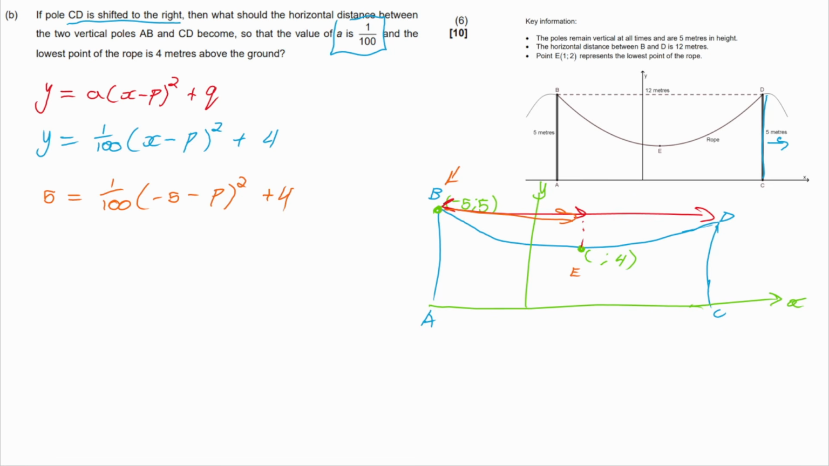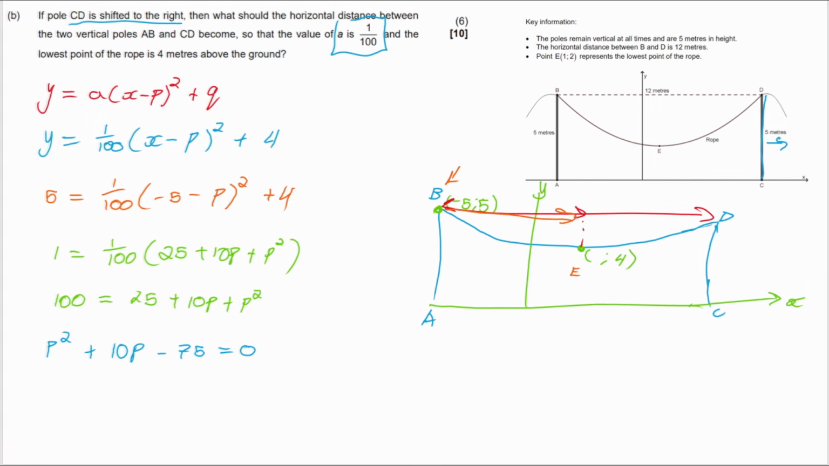All right, so what we have is 1 is equal to 1 over 100, and what we get here is 25 plus 10p plus p squared. Okay, times by 100. So what I'm going to get is 100 is equal to 25 plus 10p plus p squared. So this is just a normal quadratic. So what I'm going to get is p squared plus 10p minus 75 is equal to 0. Okay, so we're solving for p.